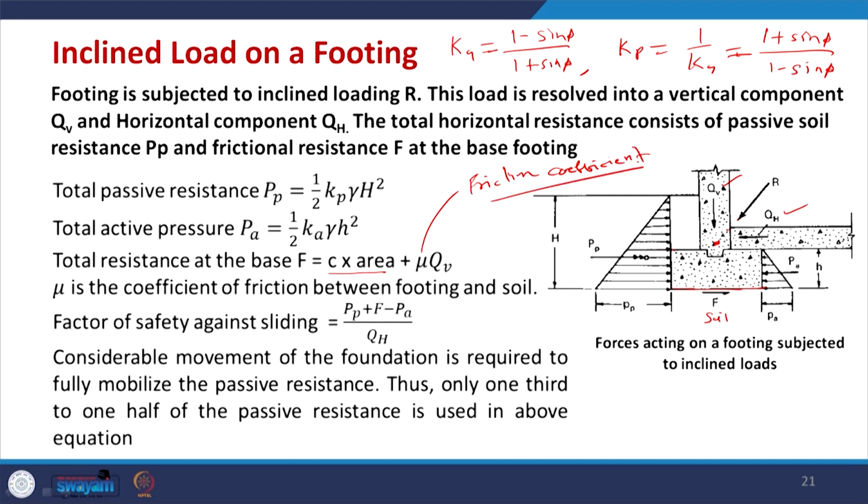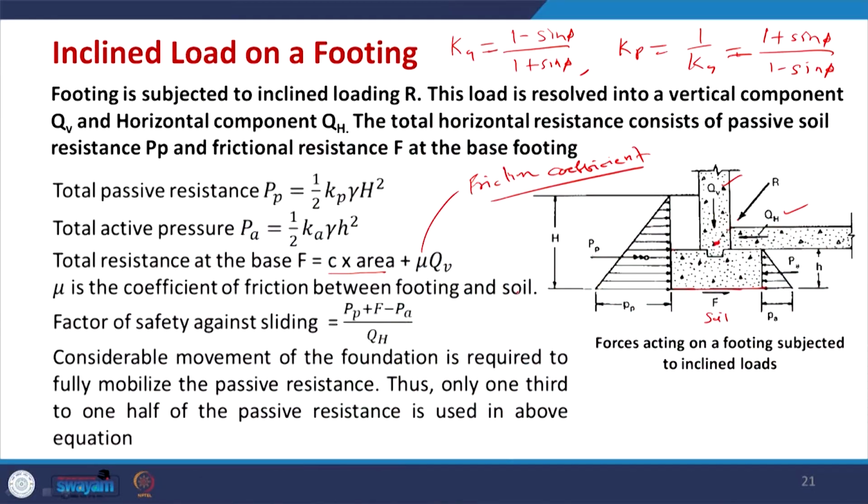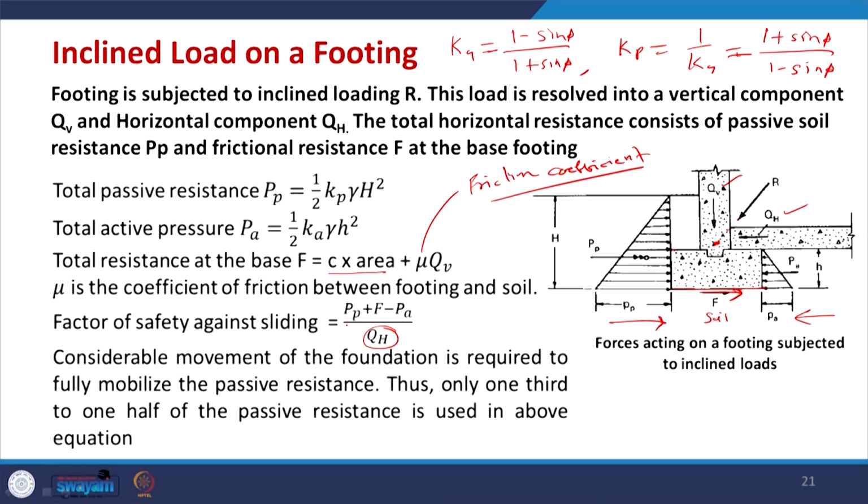And once we have all these things, then the factor of safety against sliding can be found: on one side you have the resisting force divided by the driving force. What is the resisting force? Pp plus F, where Pp is acting in this direction and F is also acting in this direction, minus Pa, where Pa is acting in this direction. The numerator denotes the net resisting force, while the denominator denotes the driving force Qh. So, this will be the factor of safety against sliding, and you should have enough factor of safety against sliding.